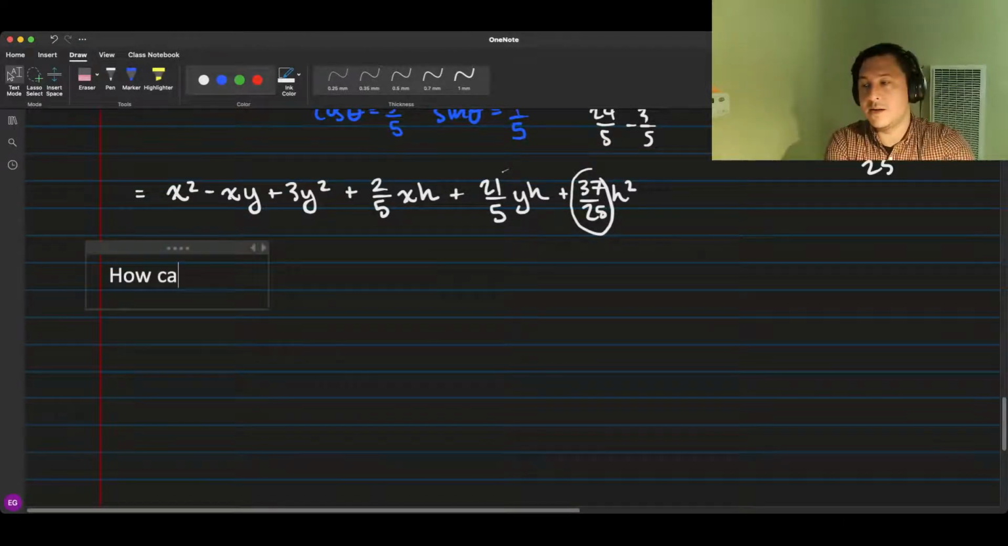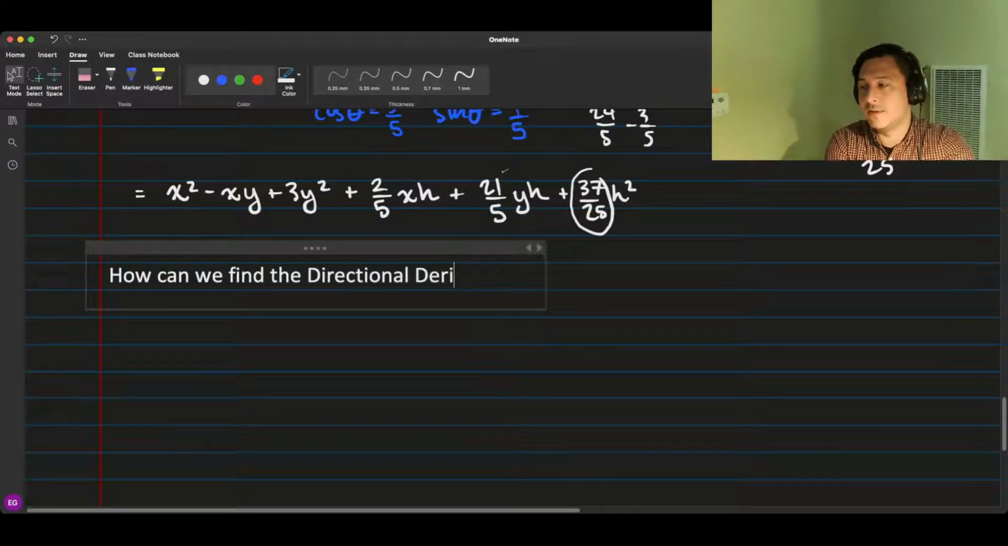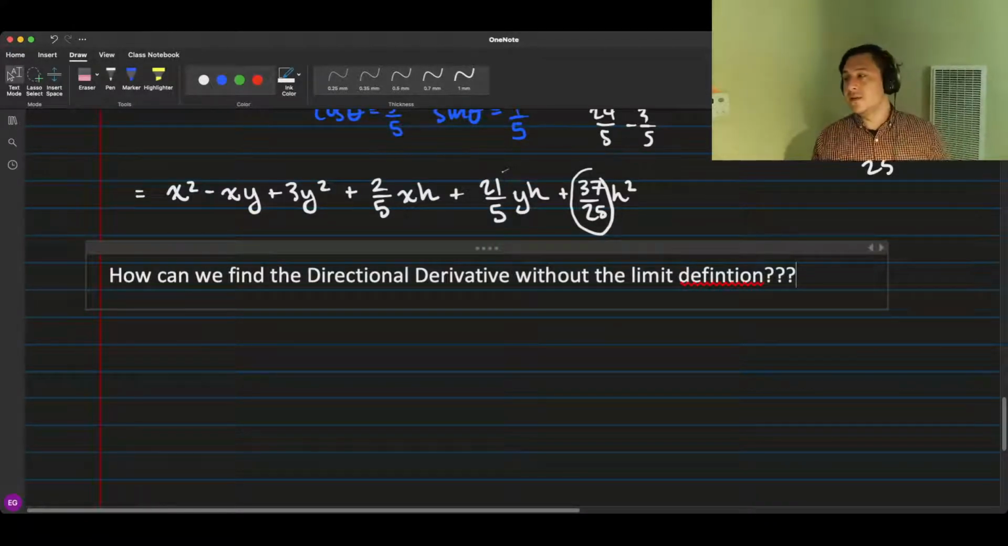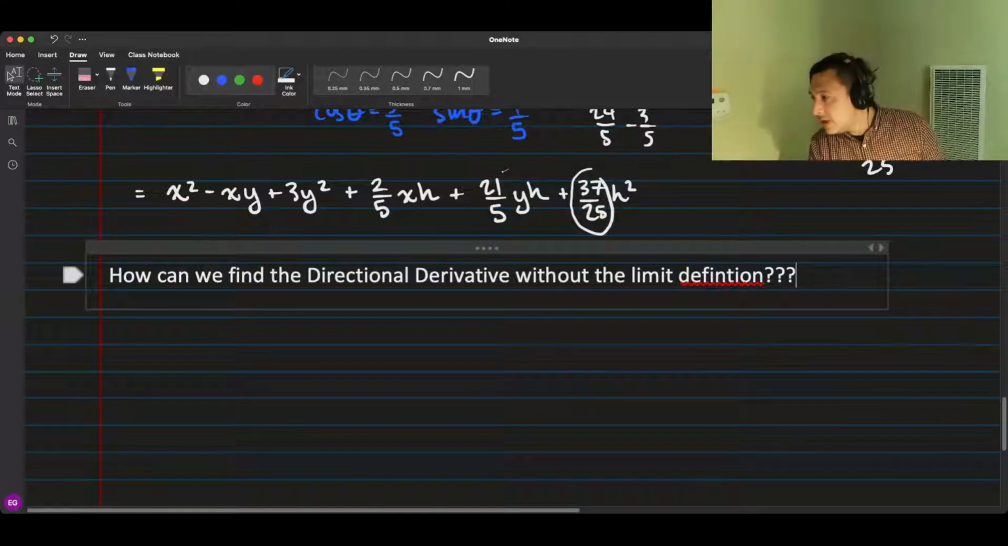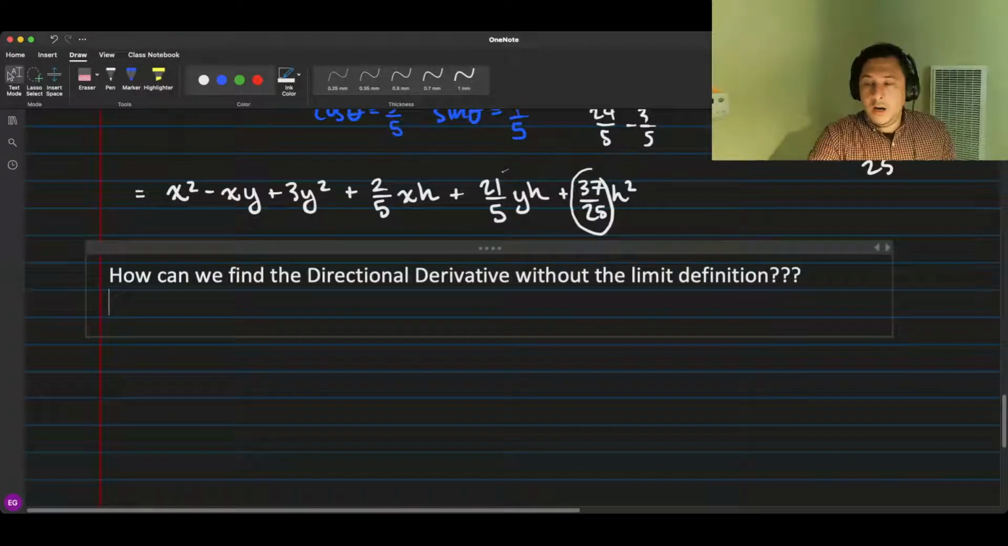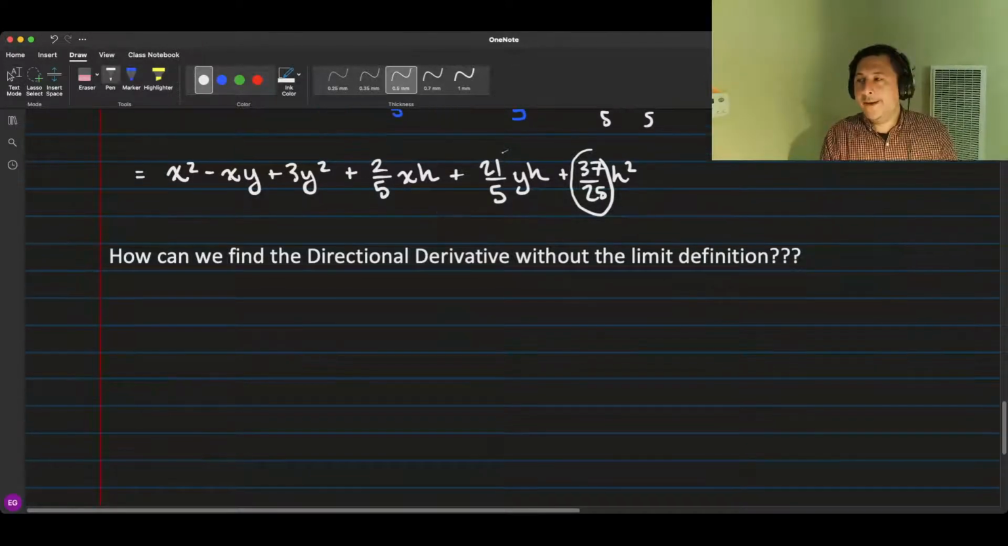So how can we find the directional derivative without the limit definition? Luckily there is a way to do it. Let me show you how.